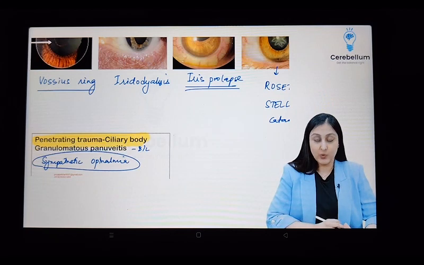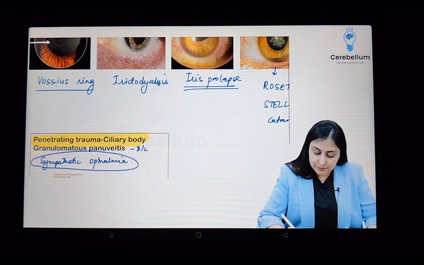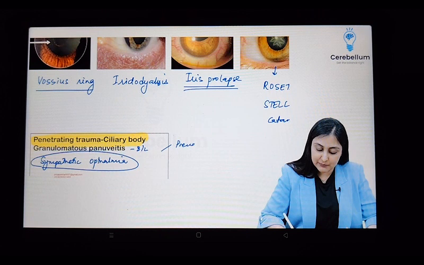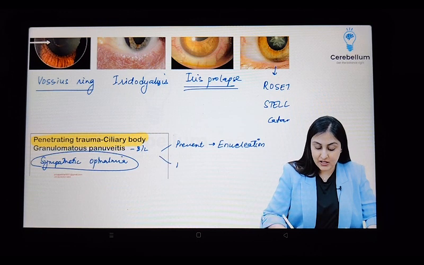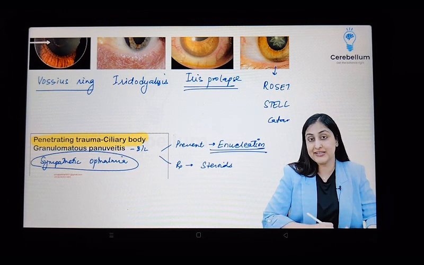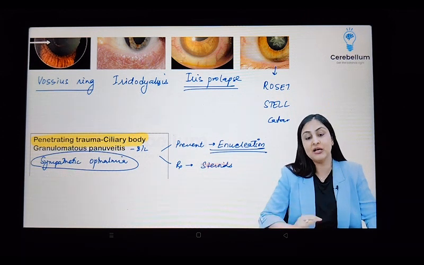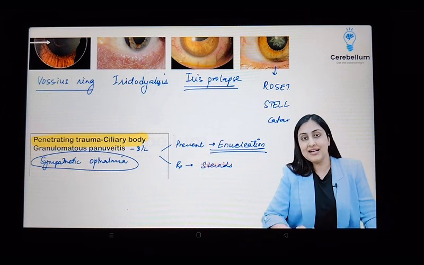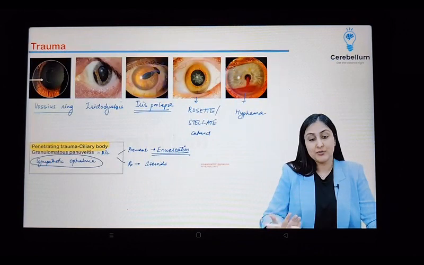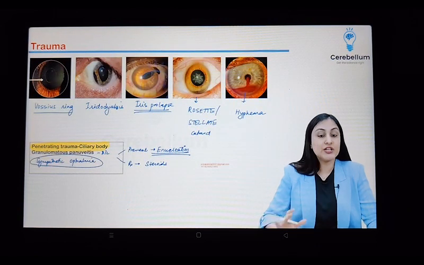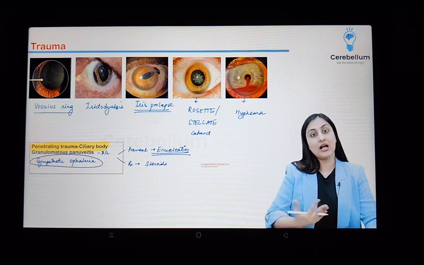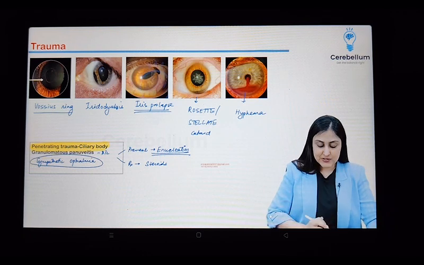So this is very, very important that you want to remember. How you prevent it and how you treat it is extremely important. So the prevention is by enucleation. You want to enucleate the affected eye, whereas once it occurs, how you treat it is by steroids. Once the enucleation of the affected eye is done within 14 days of the trauma, this would probably not occur. But if that does not happen, you're going to have granulomatous panuveitis, in which case the treatment becomes steroids. So read the question very carefully here so as to understand what is being asked and what you should mark. So this is about sympathetic ophthalmia.